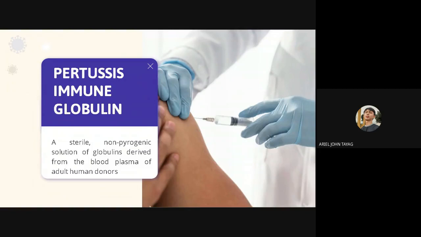So we have pertussis immune globulin. Pertussis is also known as whooping cough. As said earlier, it is a highly contagious respiratory disease. It is caused by the bacterium Bordetella pertussis. Pertussis is known for uncontrollable, violent coughing which often makes it hard to breathe. Pertussis immune globulin is a sterile, non-pyrogenic solution of globulins derived from the blood plasma of adult human donors.